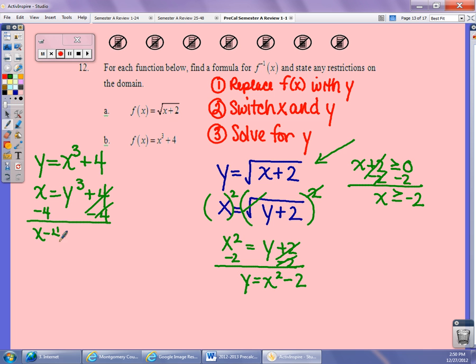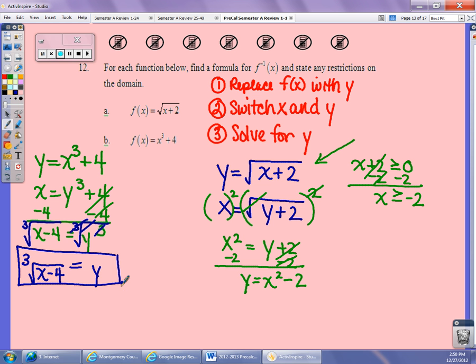X minus 4 equals y to the third. We undo y to the third by taking the third root, which we're going to do to both sides. And we get y equals the third root of x minus 4. No restrictions on that because it is a third root rather than a square root.